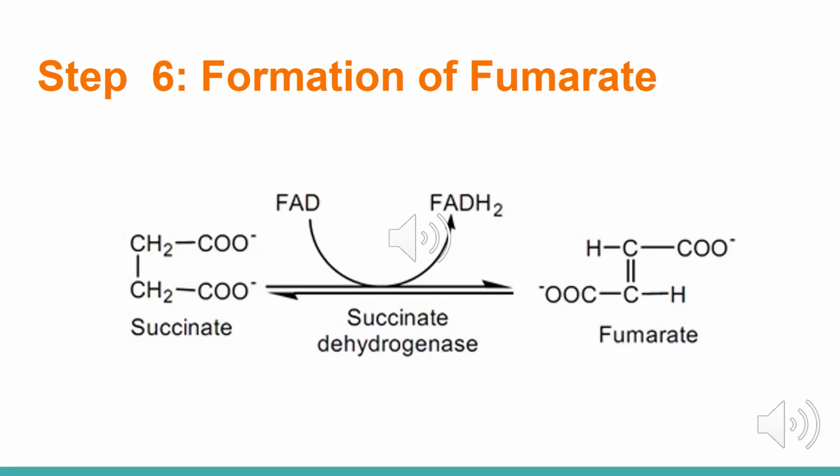Step 6. Formation of fumarate. This step is a redox reaction that oxidizes succinate into fumarate while abstracting 2 protons and a pair of electrons, reducing FAD to FADH2. Succinate dehydrogenase, the enzyme that catalyzes this step, is bound to the inner mitochondrial membrane.